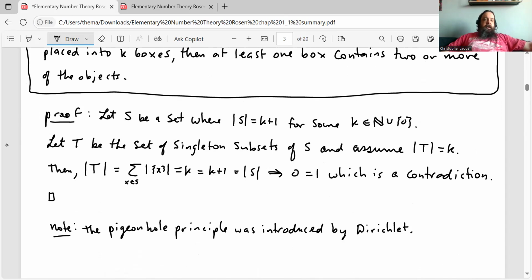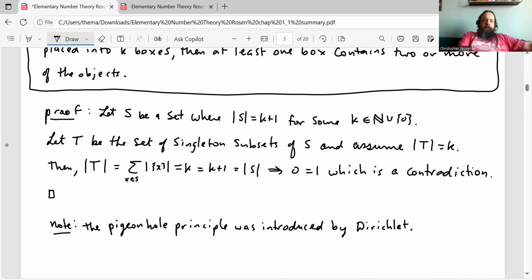Let T be the set of singleton subsets of S and assume that the cardinality of T is k. Then the cardinality of T equals the sum of the cardinalities of the singleton sets from the set S, which by assumption, the cardinality of T is assumed to be k, but the number of elements in S is k plus 1. So k equals k plus 1, which implies that 0 equals 1, which is a contradiction. So that proves the pigeonhole principle.